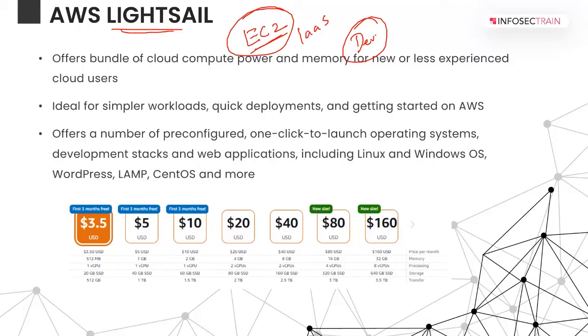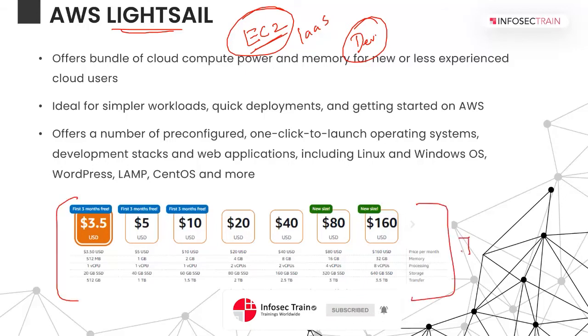So it offers you a bundle of power and memory for new and less experienced cloud users. What does that mean, team? When we say less experienced users, why is it like that? If you go for EC2, as we discussed before, it may give you hundreds of configurations, but if you go to Lightsail, you will only see 7 configurations as of now. Only 7 configurations as of the date I am recording this video.